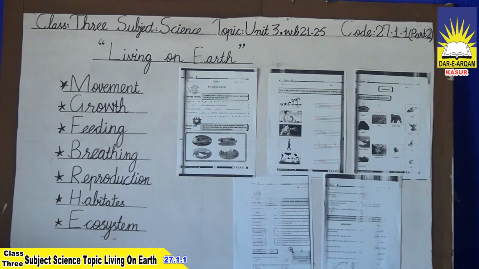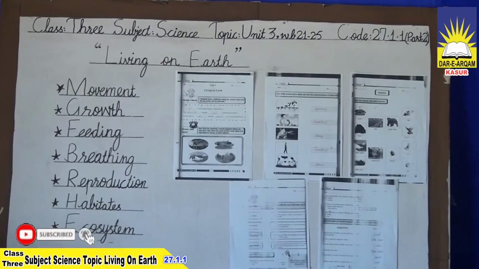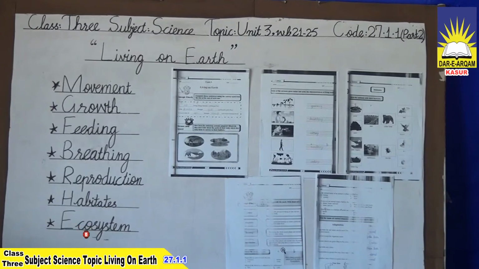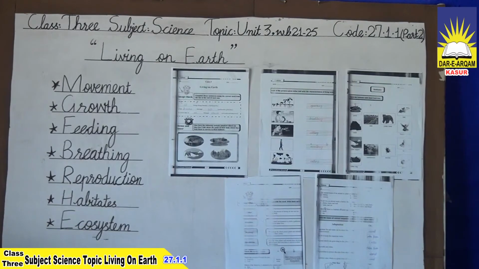So the fourth one is breathing. All animals and human beings have a nose for breathing. This is done by inhaling oxygen and exhaling carbon dioxide. So human beings breathe by inhaling oxygen and exhaling carbon dioxide.